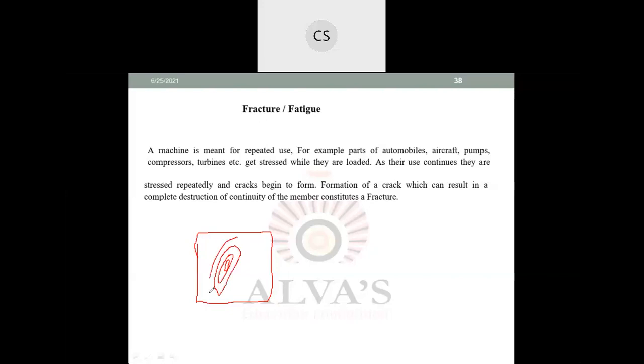It propagates, and finally it reaches the surface. Then the material breaks into two pieces. So from this point the material is broken. Now the material becomes two pieces. So this is known as fracture or fatigue. It's a fatigue fracture. This is known as fatigue.